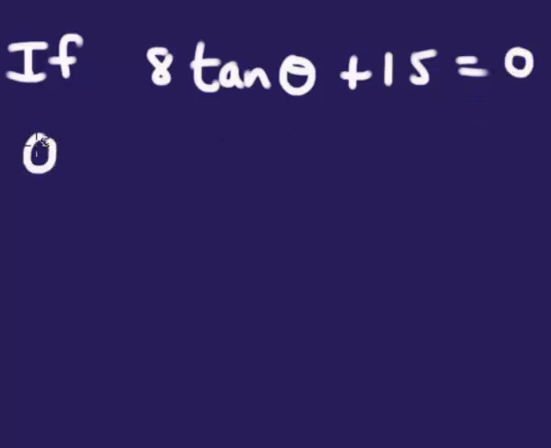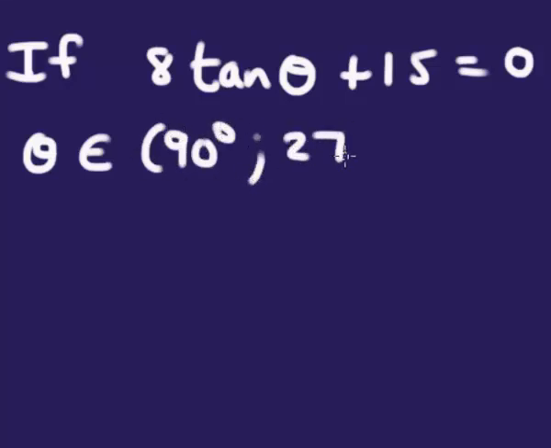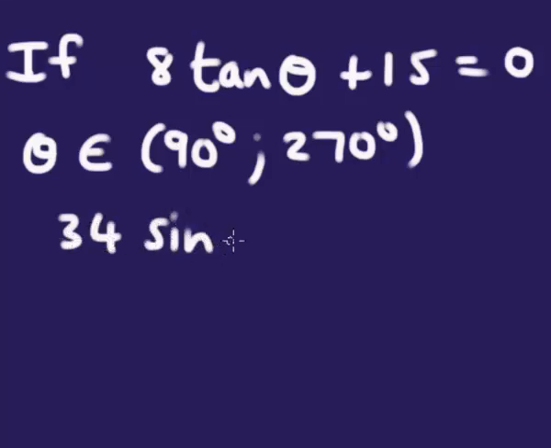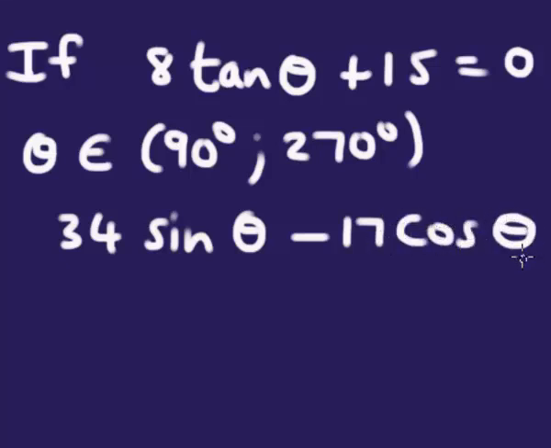And at the same time, they're saying that the angle will lie, now watch this, careful with this, from 90 to 270. Determine the value of 34 sine theta minus 17 cos theta without using a calculator and by means of a diagram. Now we've got three important things.